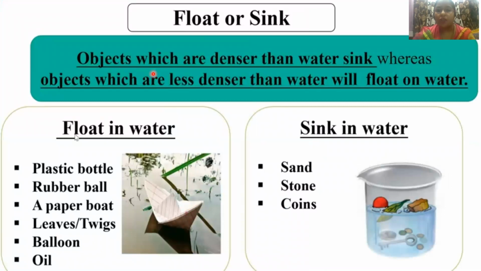Now, float or sink. Objects which are denser than water, it means which are heavier than water, will sink, whereas objects which are less dense than water will float on water. For example, plastic bottles, rubber ball, paper boat, leaves, twigs, balloons, oil. These are lighter than water, so they will float in the water. While sand, stone, coins are much heavier than water, so they will sink in water.